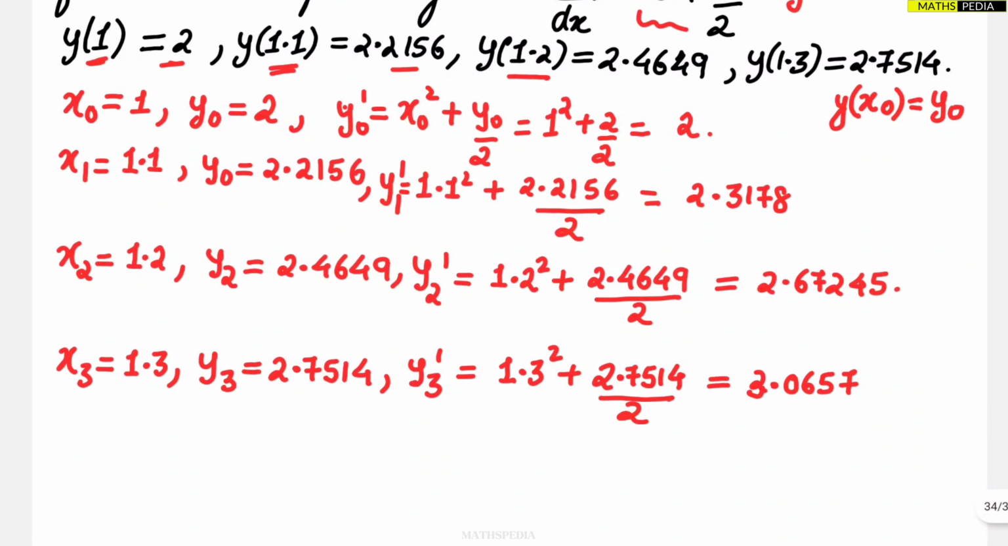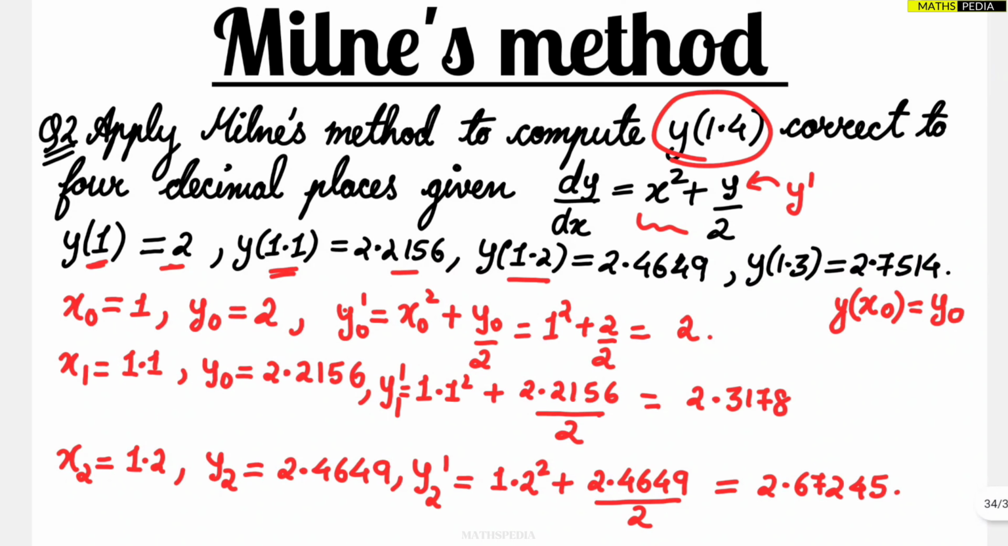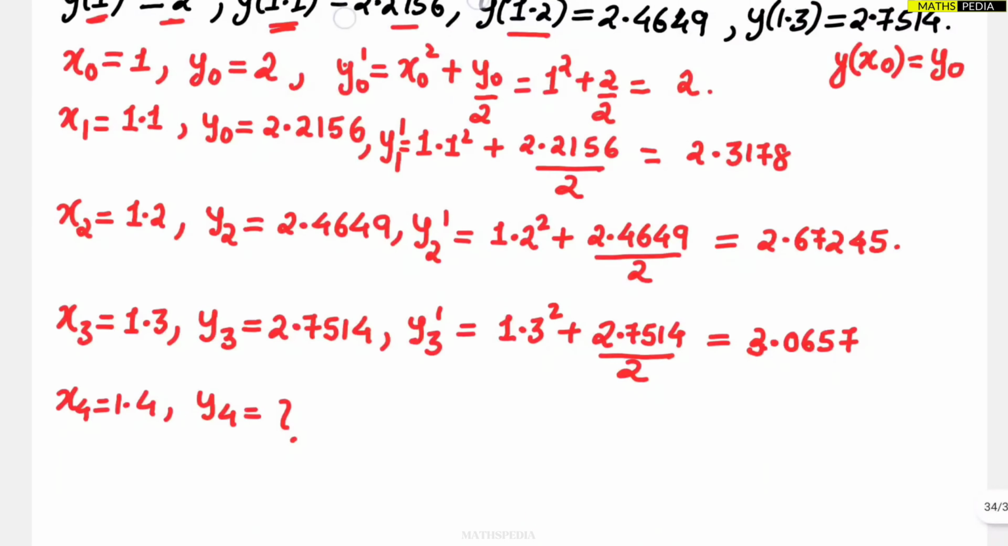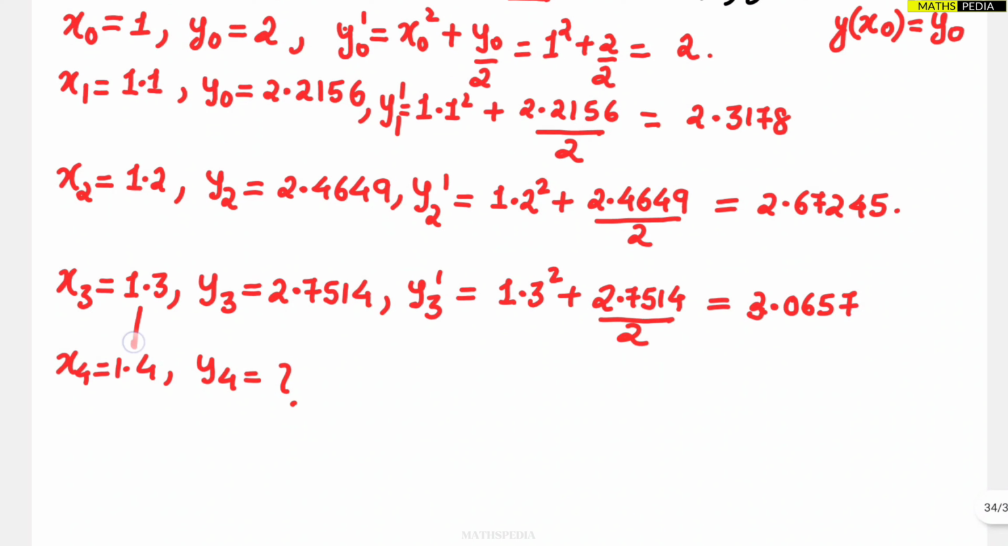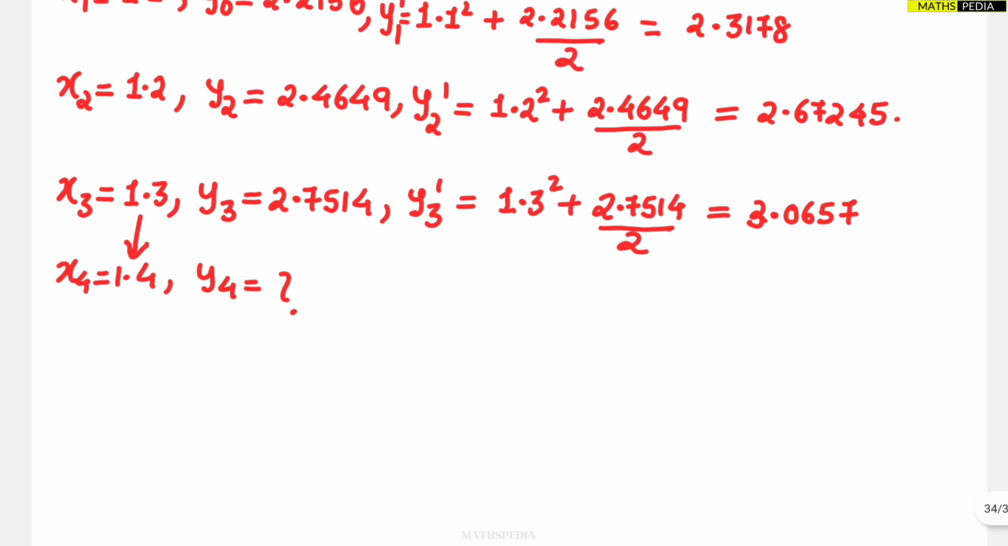The next value is not given, but they have mentioned that x4 will be equal to 1.4. The corresponding y4 value we have to find. If you see in the question, it is mentioned over here as y of something, which means inside the bracket it is always the value of x. So here it will be x4. We have to find the corresponding y4 value, because x3 is already there and the next jump will be 1.4. The y4 value we will be finding using the predictor formula. So first we will write the predictor formula, then we will go for that.